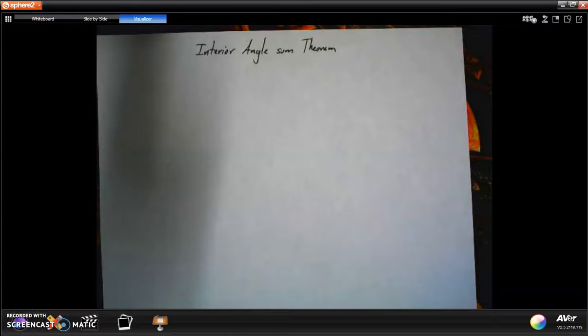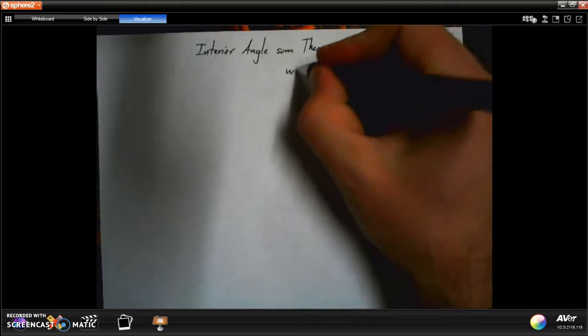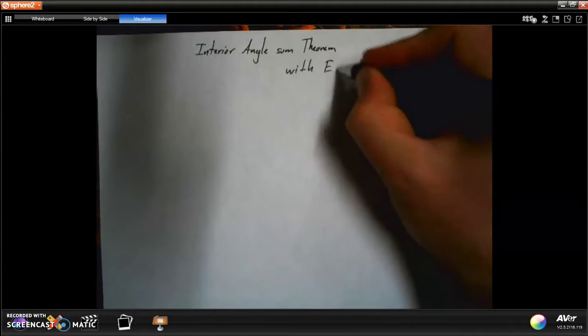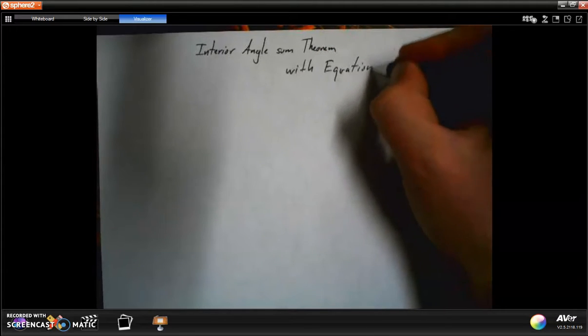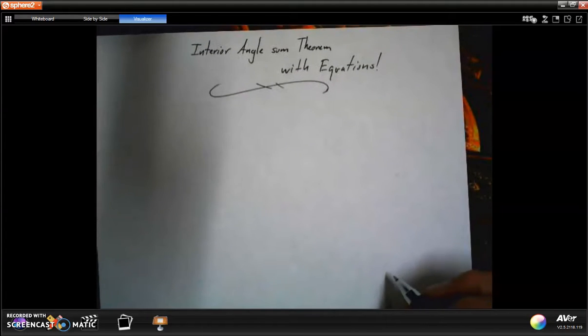Hello again, everybody. Today, we're going to continue learning about the interior angle sum theorem with equations. Okay, so before we get started, let's review how to solve a simple equation.